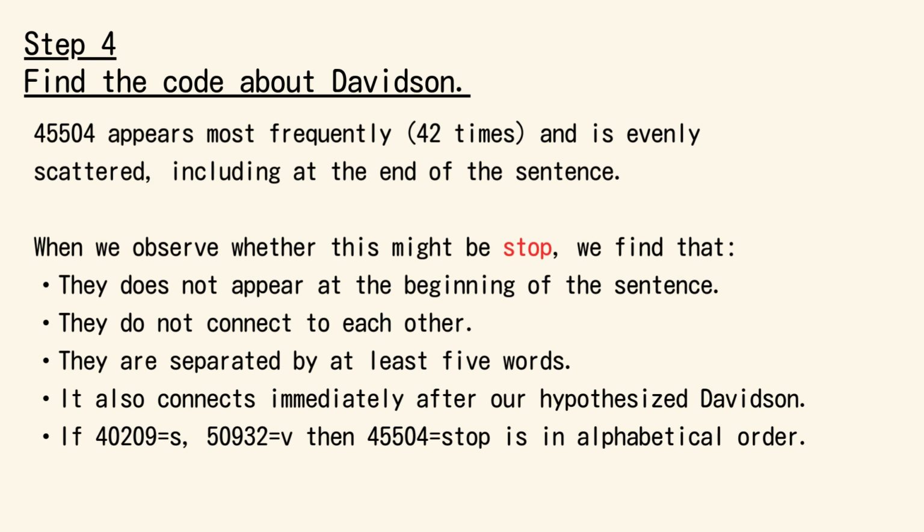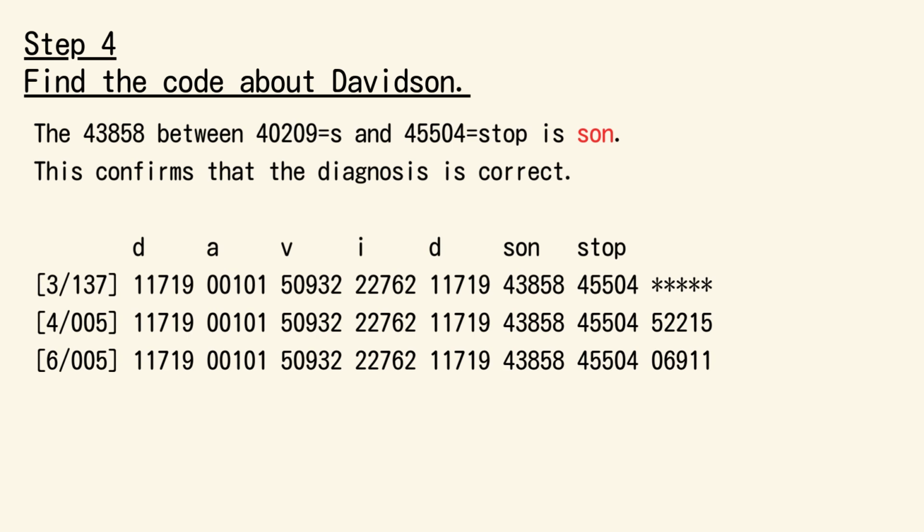Fourth, it also connects immediately after our hypothesized Davidson. Fifth, if 40209 equals S and 50932 equals V, then 45504 equals stop is in alphabetical order. The 43858 between 40209 equals S and 45504 equals stop is Sun. This confirms that the diagnosis is correct.